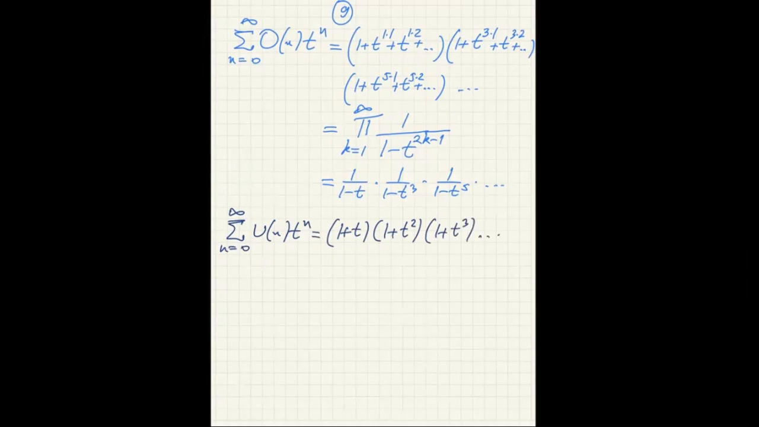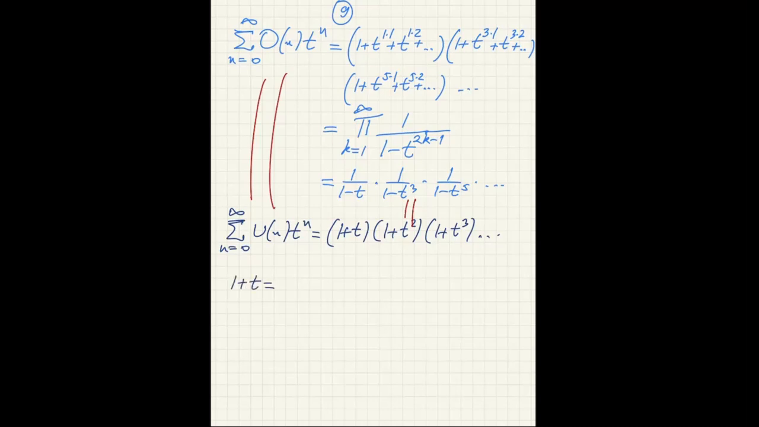And now, to finish, we would like to prove that these two things here are the same. And to do that, we prove that these two infinite products on the right are the same. And how does that work? Well, we can start from the bottom one.